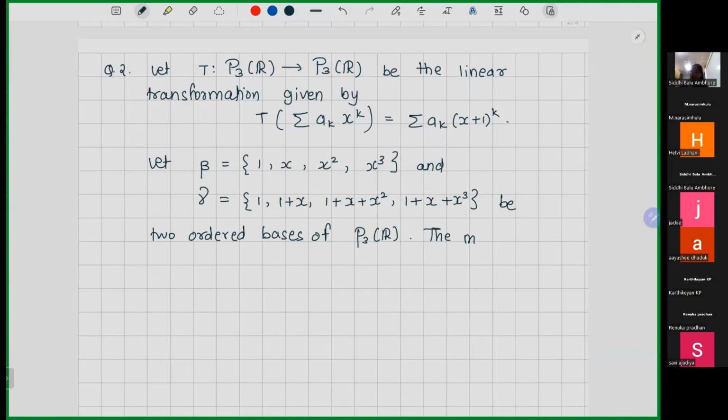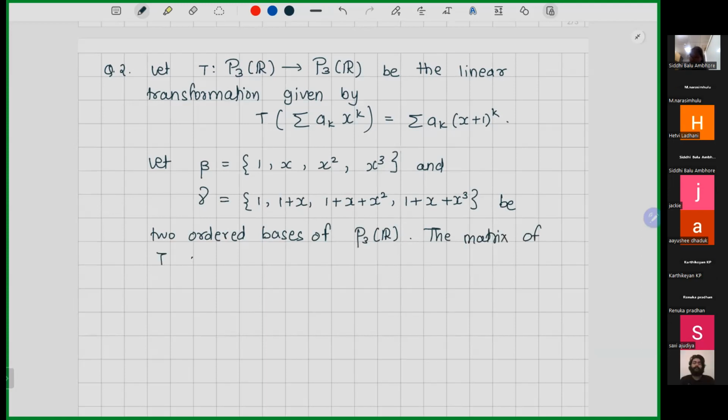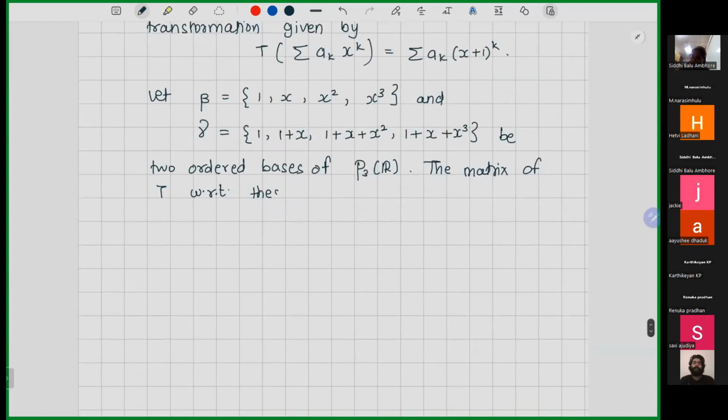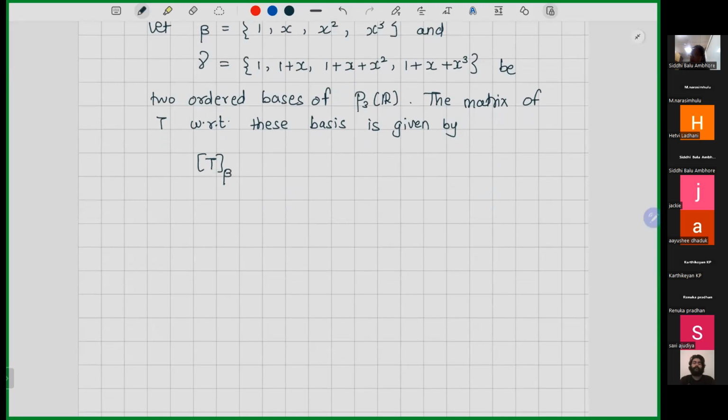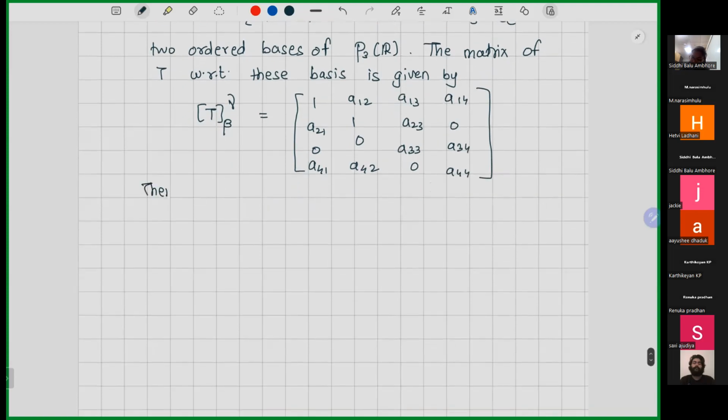And they again want to find a few entries of the linear transformation matrix, beta gamma, and it is 1, A21, 0, A41, A12, 1, 0, A42, A13, A23, A33, 0, A14, 0, A34, and A44. And what we want to find is, then compute.